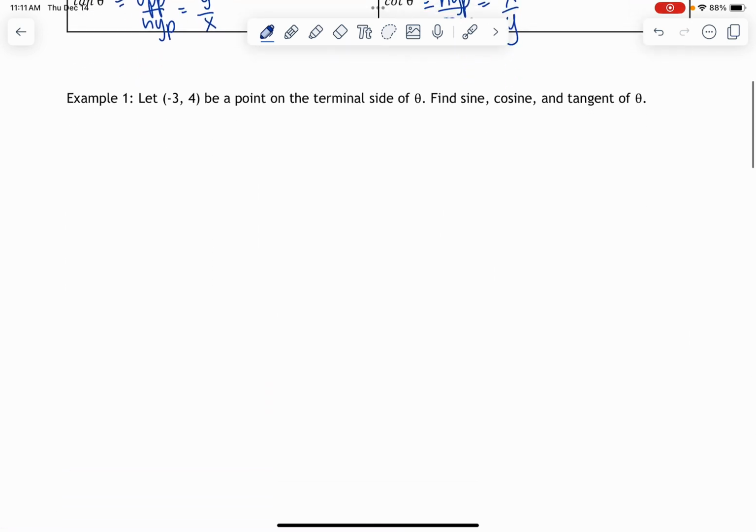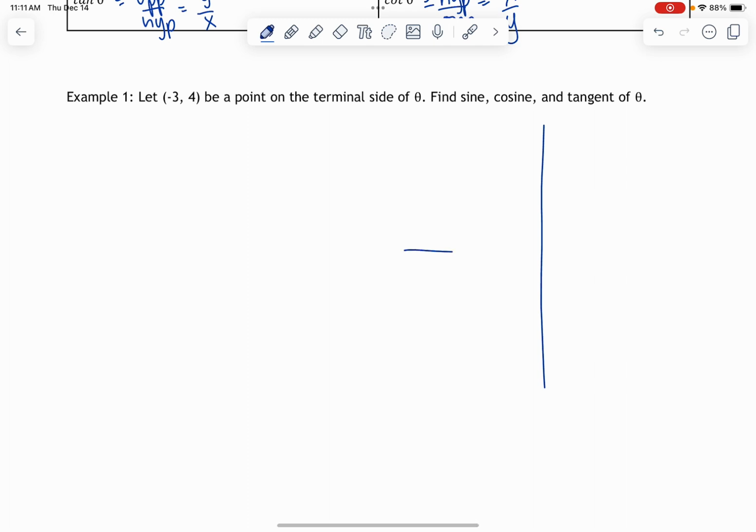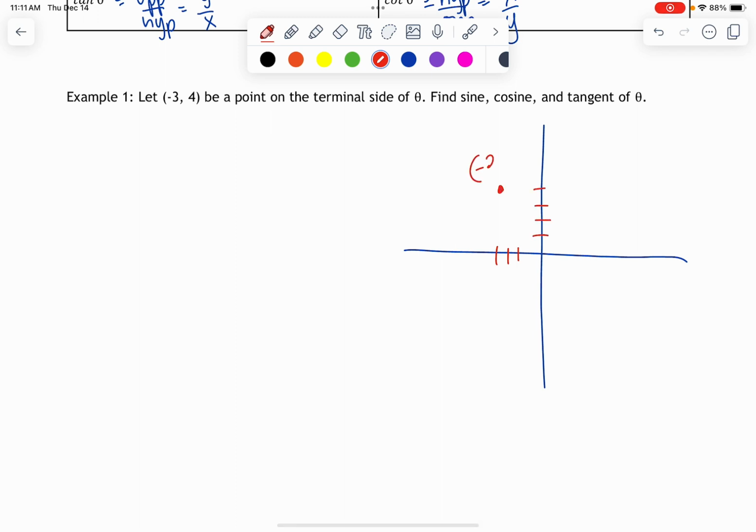The first one says, let negative 3, 4 be a point on the terminal side of theta. So I'm going to graph negative 3, 4 right here. And what we're going to do is make a line from the point to the origin. That is the terminal side. And theta is out here.